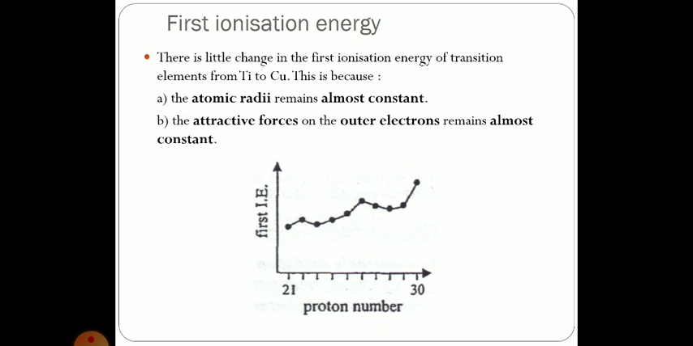Now students, the first ionization energy is what we are going to study in this slide. There is little change in the first ionization energy of transition elements from titanium to copper. The reason is that the atomic radii remain almost constant, and the attractive forces on the outer electrons remain almost constant. Therefore, this is what happens to the first ionization enthalpy with atomic number, or proton number.